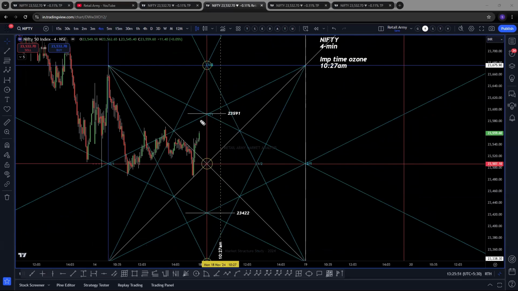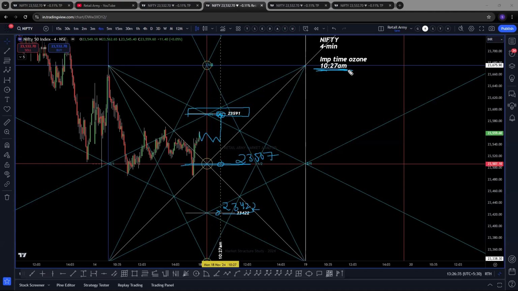Now on the upside, mark this minor angle 23,591. So 591, your 507, 23,507. On the lower side, 23,422. So mark all these three Gann angles. Again, same concept for intraday traders, don't get confused. Let the price touch any one of the levels at 10:27. That will become your reference or charge level for intraday. This is the intraday levels, the intraday time zone. So for intraday, this becomes your charge level.